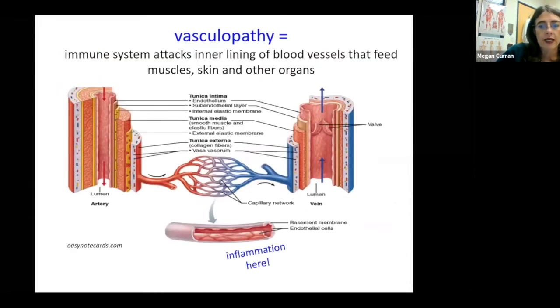One of the structures that gets attacked in juvenile myositis are the blood vessels. So here we have an artery. Blood comes from the heart, it goes into arteries. Arteries get smaller and smaller and then turn into capillaries, which then turn into veins, and then the blood goes back into the heart and the lungs. So what we're interested in myositis are these teeny tiny capillaries. The inflammation affects the endothelial cells, which make up the walls of these tiny capillaries. And we call this vasculopathy.